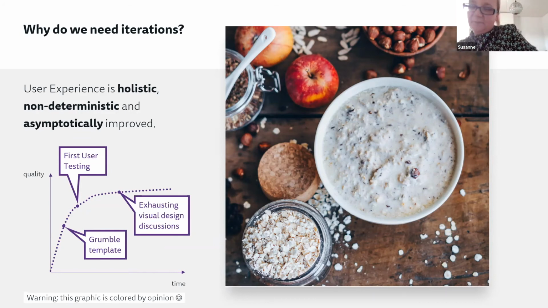But make the short story long. This is my profession, by the way. Holistic: this is the Swiss Birchermüsli. It's fantastic, but you would never taste all the ingredients that are in there. It's holistic. My experience of Birchermüsli is a holistic one, and I cannot tell you what's in there. This is true with each and every user experience.